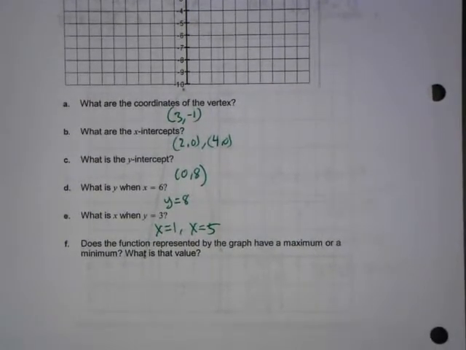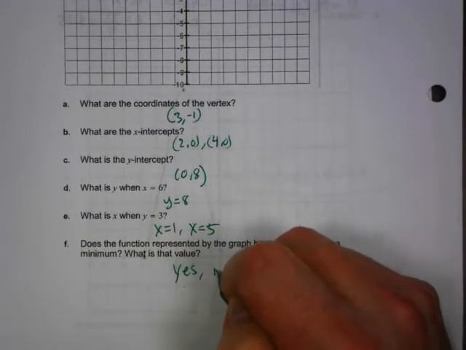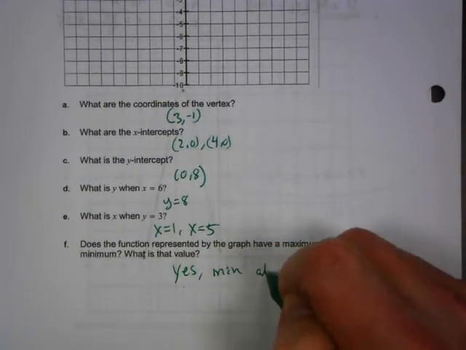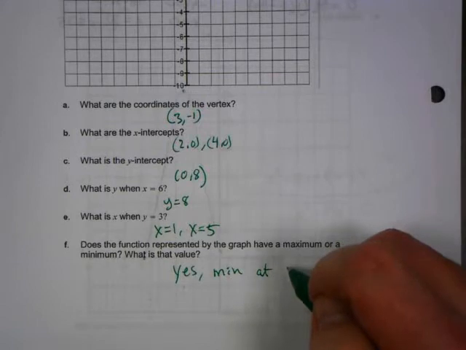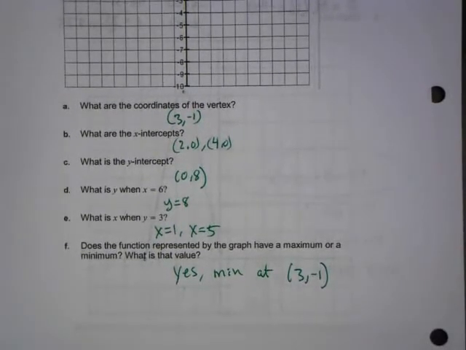Does the function represented by the graph have a maximum or a minimum? Yes. Which one? Minimum. It has a minimum. Where's the minimum? At the vertex. So the answer would be yes. Min at 3, -1. Questions on that?